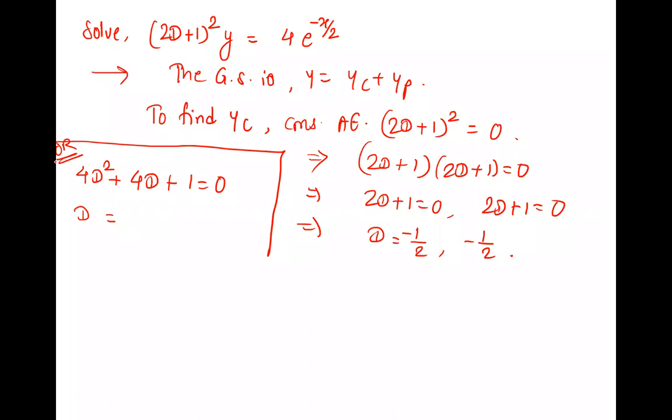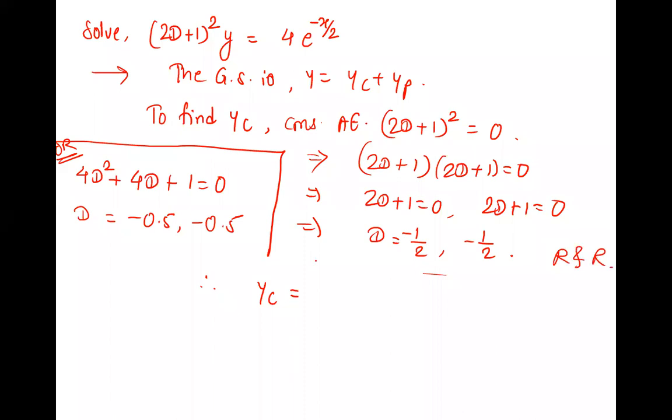-1 by 2. Minus 0.5. Minus 0.5 only once, but as power is 2, itself is repeating. -0.5, -0.5. Similar, we are getting the same roots. So therefore, now we can write YC. What is YC? Real and repeated. Real and repeated, very good.